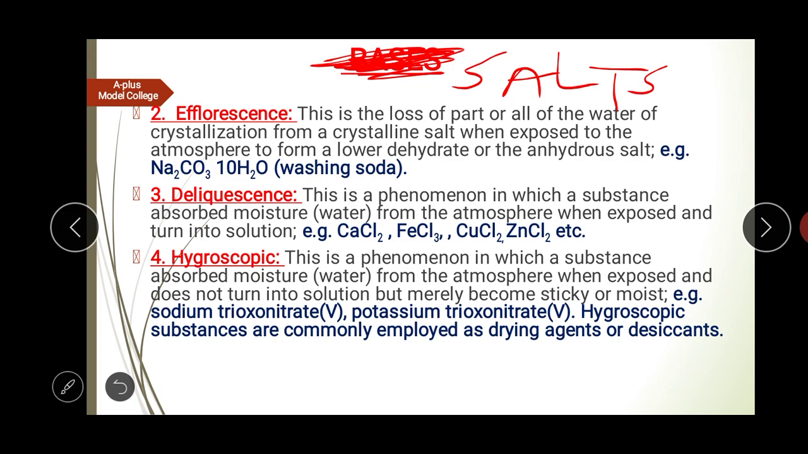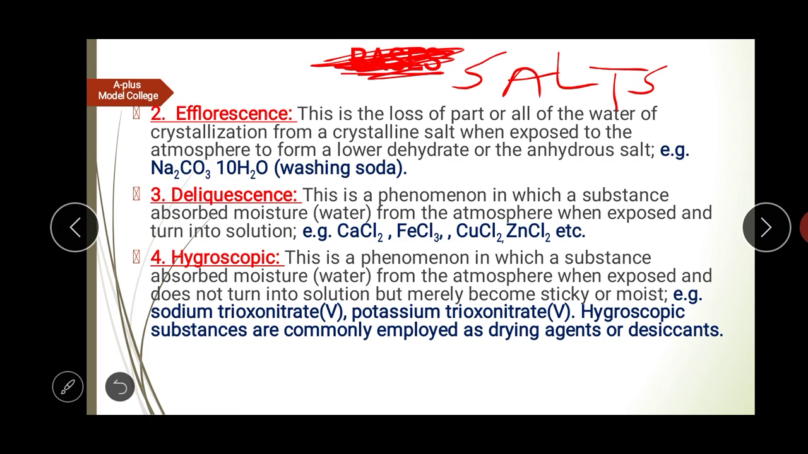A deliquescent substance will absorb moisture and turn to a solution, but a hygroscopic substance will absorb moisture and will not turn to solution. So both absorb moisture. That's one common thing between the two of them. Deliquescent substances or hygroscopic substances are the substances that absorb moisture when they are exposed to the atmosphere. But the deliquescent substance will turn to solution when it absorbs moisture, while hygroscopic substances will not turn into solution. They rather become more sticky or more moist.